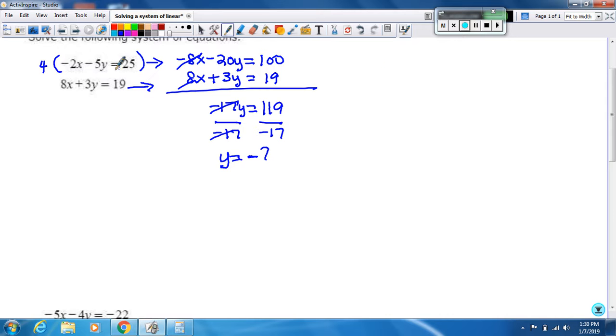You can use either one of the original equations. I always use the one with fewer negative signs and smaller numbers. So I'm going to use this bottom one, 8x plus 3y equals 19. But I know that y is -7, so I'm going to cross that out and put a -7 here. That's going to be 8x plus 3 times -7 equals 19. Getting rid of the parentheses, 3 times -7 is -21.